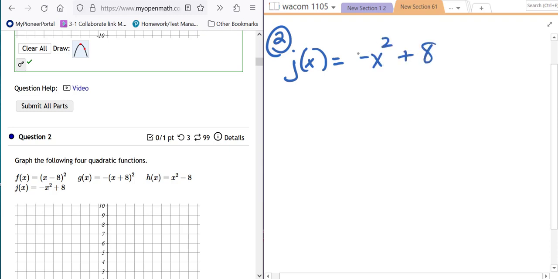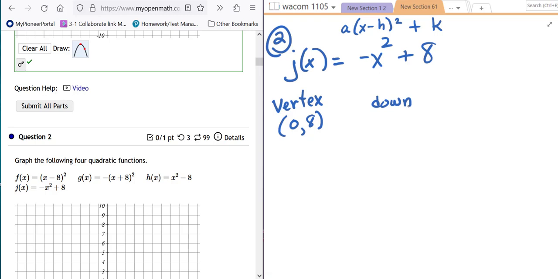I also wanted you to see this is the same form, a times x minus h squared plus k. Your a is negative, but if you just have this piece and you don't have a piece subtracted, that h has to be 0, right, to just get your variable. So our vertex off of this is going to be 0, 8. And this one is going to open down. That's just helpful for later. Let's see, our scale is 10.